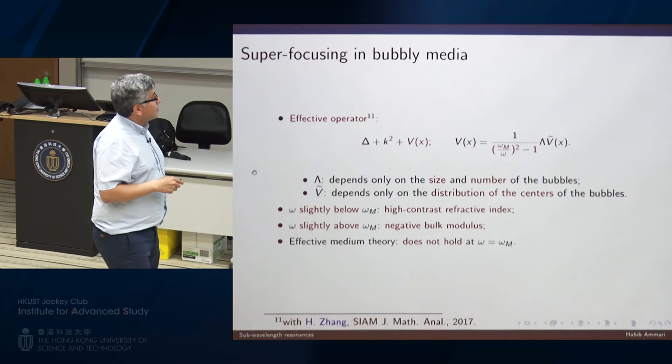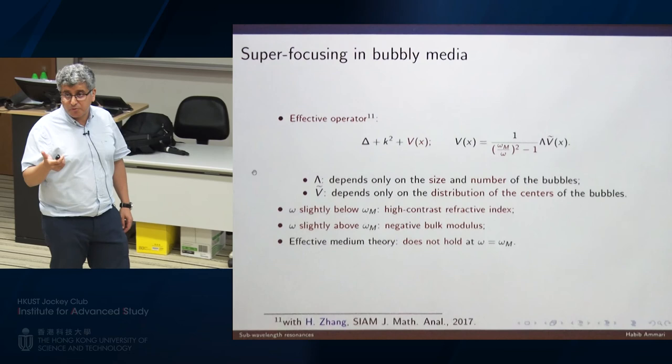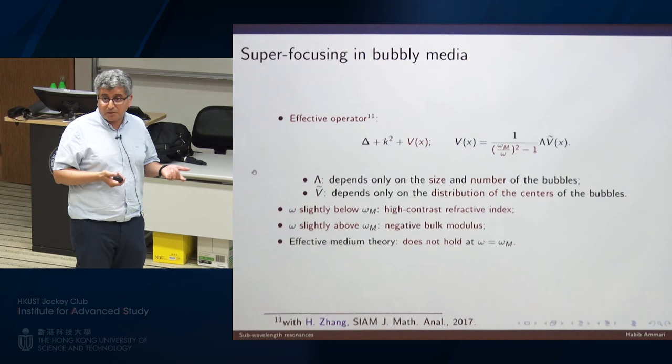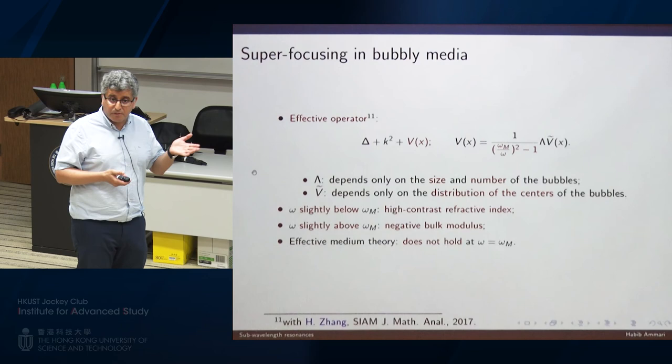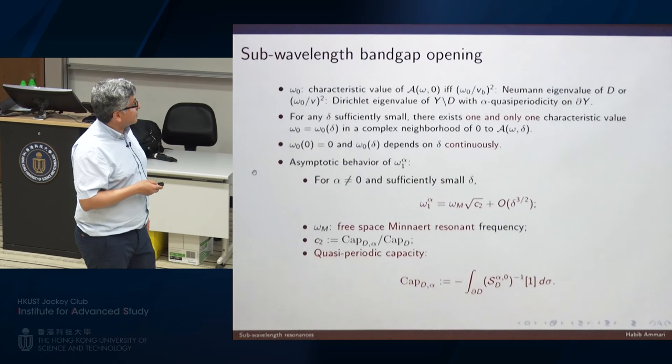Now, you want to make double negative. This guy, you make it negative with monopoles. It's enough. Zero order term, you change it with monopoles. If you want to change higher order terms, you need dipoles. Okay, otherwise you cannot do it. If you take one bubble, you can never achieve a double negative material. Here, divergence of something negative gradient plus something negative. It's impossible. Okay, so in order to achieve this, you have to make a dimer.